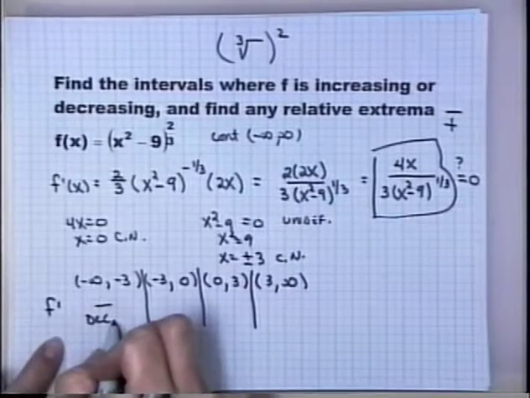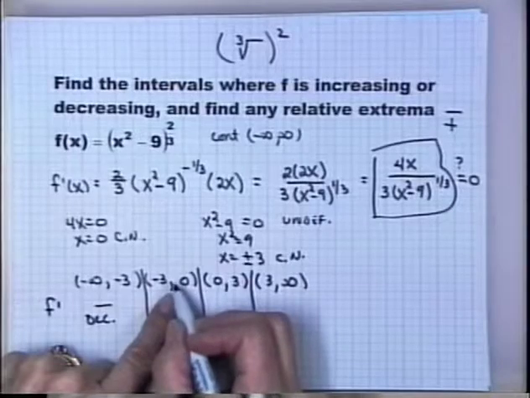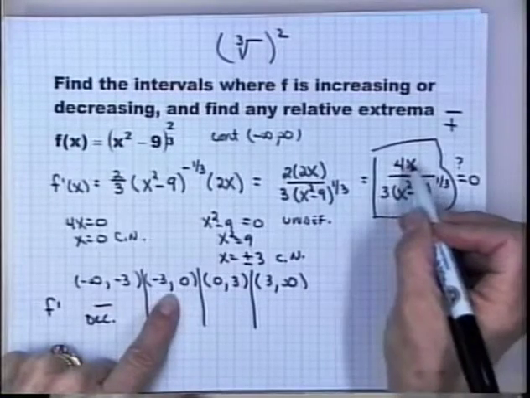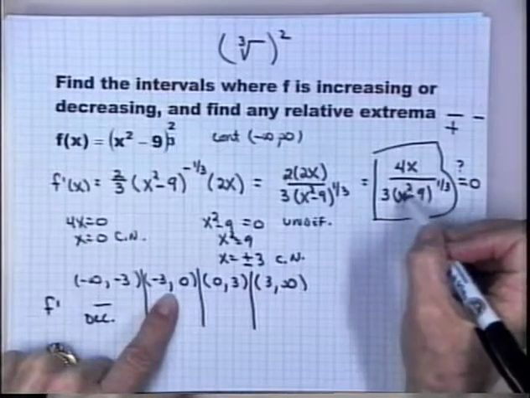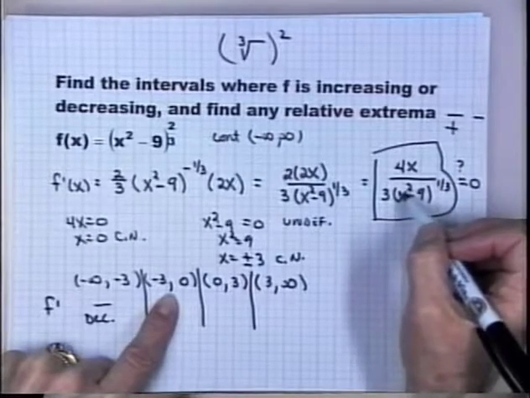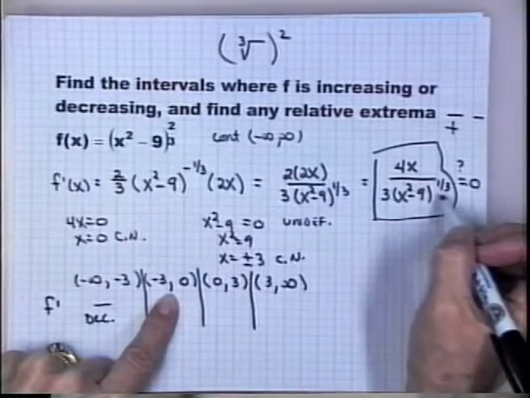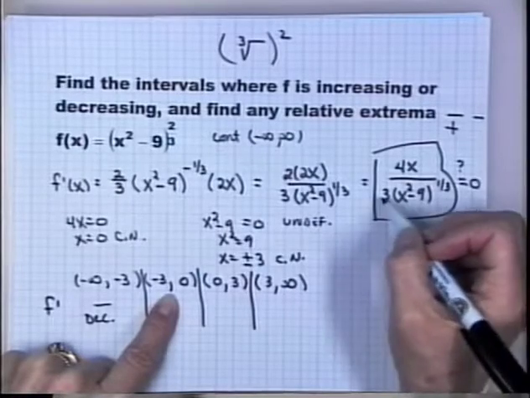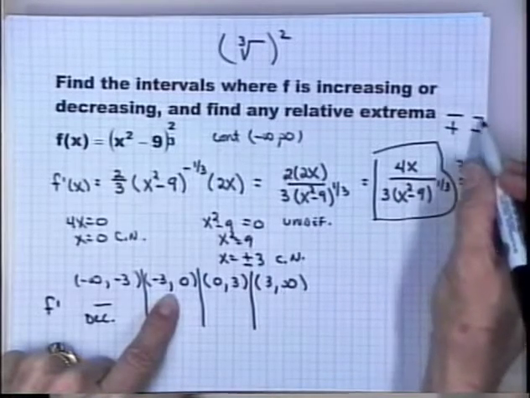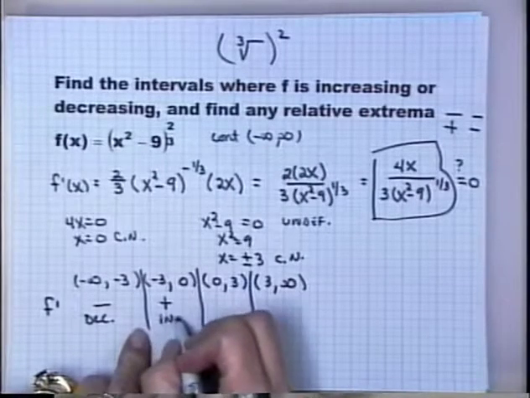and I know my curve is decreasing. Okay, between negative 3 and 0, I could use the number negative 2. Well, 4 times negative 2, that's negative. Negative 2 squared is a 4. 4 minus 9 is a negative number. The cube root of a negative number is negative. And 3 times that negative would be negative. So I have a negative over a negative is a positive, and we're increasing.